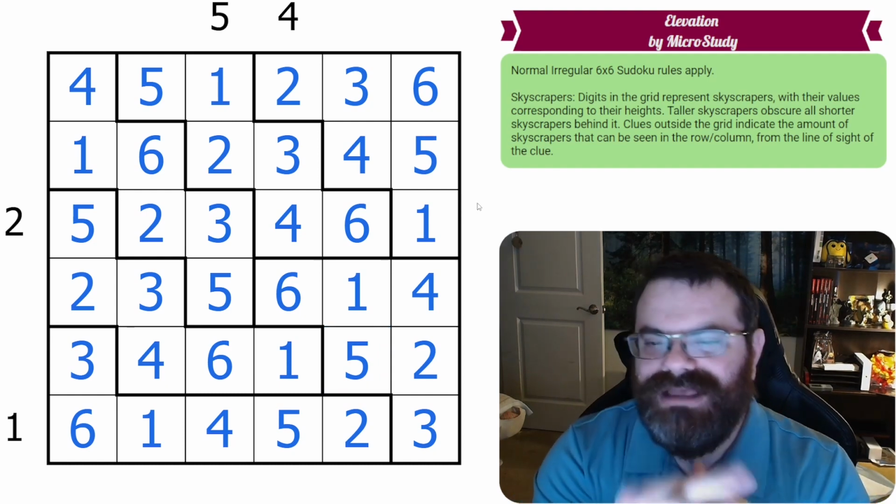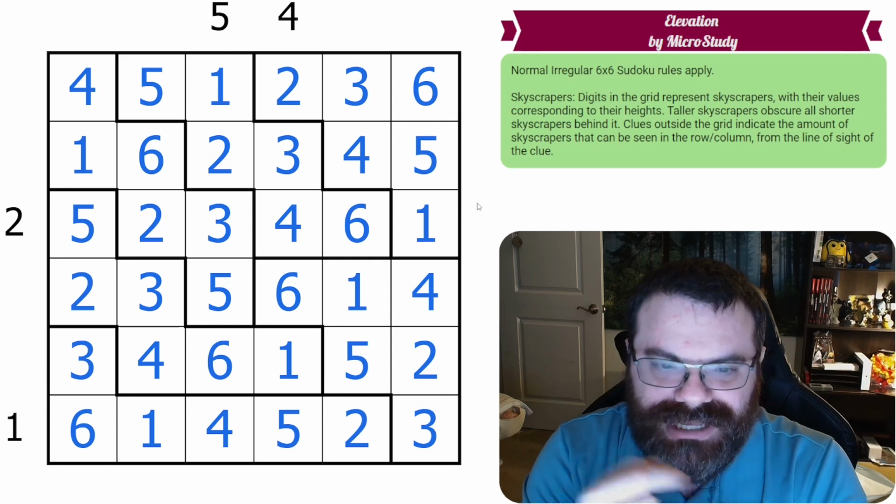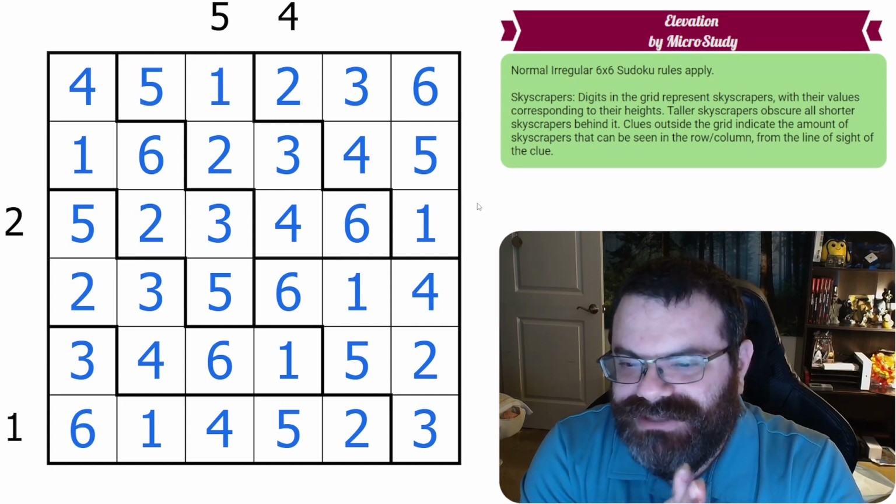Cool. Well, I liked that. That was a good demonstration of both irregular geometry as well as how skyscrapers work. So thank you, Microstudy. I enjoyed the puzzle.